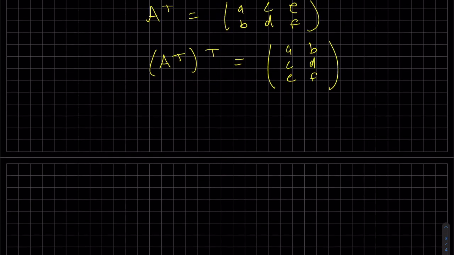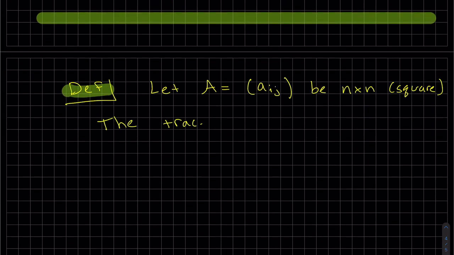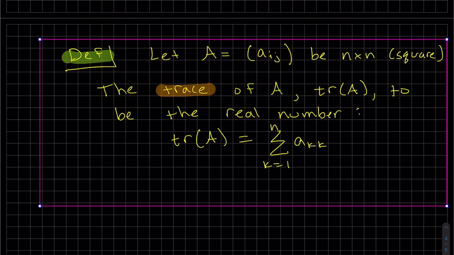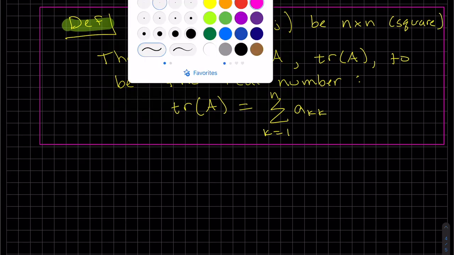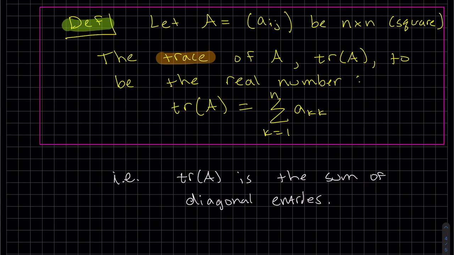One last definition. So can you see what that is? In other words, the sum of the diagonal entries. That's why these are both the same. 1, 1, 2, 2, 3, 3. Right now, the trace isn't terribly useful. When we do eigenvalues, we'll come back to it.